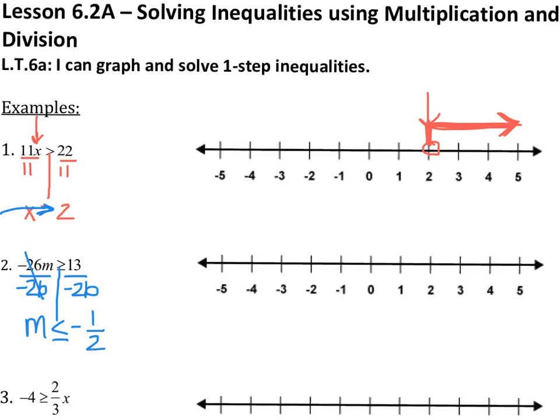So as I look at my graph here, I don't have a negative 1/2. So you're going to have to estimate; negative 1/2 is between 0 and negative 1. So I have a closed circle at negative 1/2. I'm going to treat that inequality like an arrow. So I'm going to point towards the left. And again, make sure you show which direction your arrow is pointing.